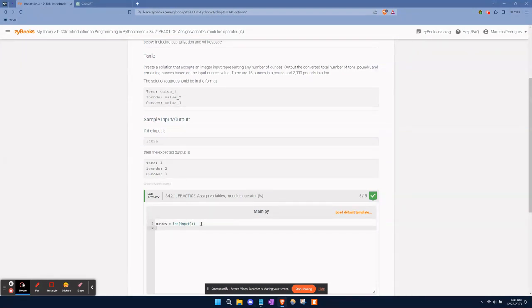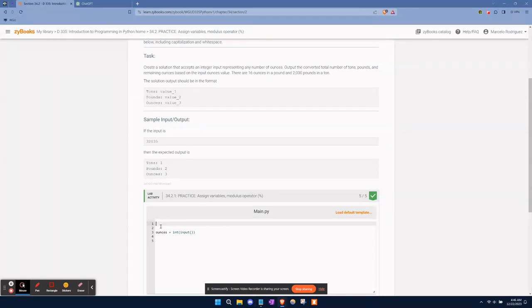So there we go. Now we want to output the converted number of tons, pounds, and remaining ounces. So we have to do a little bit of math here. Let's backtrack a little bit and go over some basic stuff. This is something you want to become familiar with and understand, both for the practice exams as well as for the objective assessment, your actual exam.